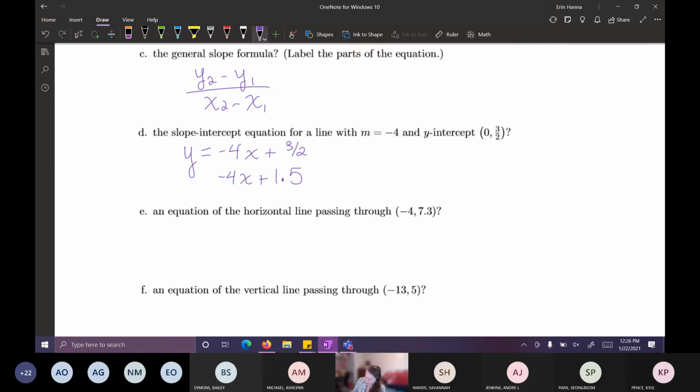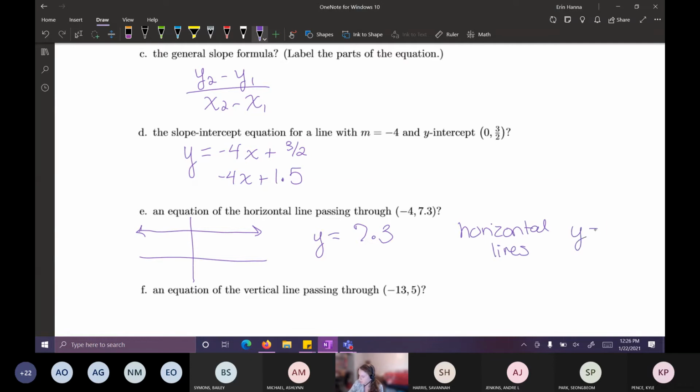Equation of a horizontal line passing through -4, 7.3. So that's going to be some line up here. That's going to have an equation y equals 7.3, which most of you seem to have, which is awesome. One thing just for note purposes, so horizontal lines are always going to take the form y equals some number. So if it's a horizontal line, it's always a y equals something.